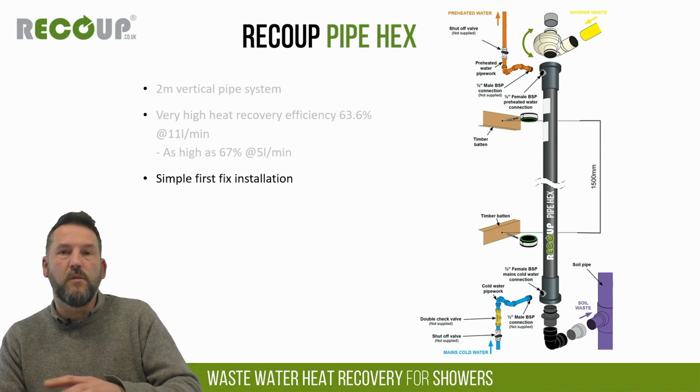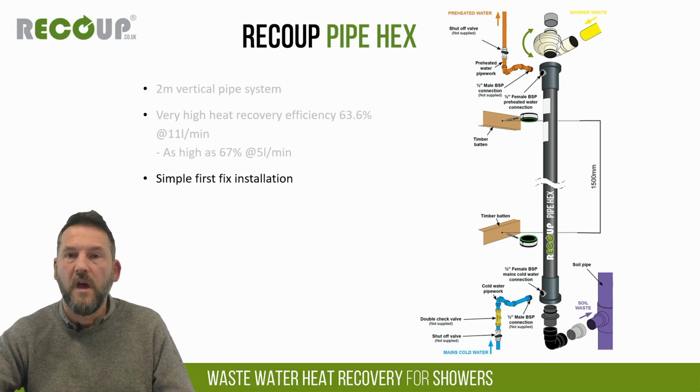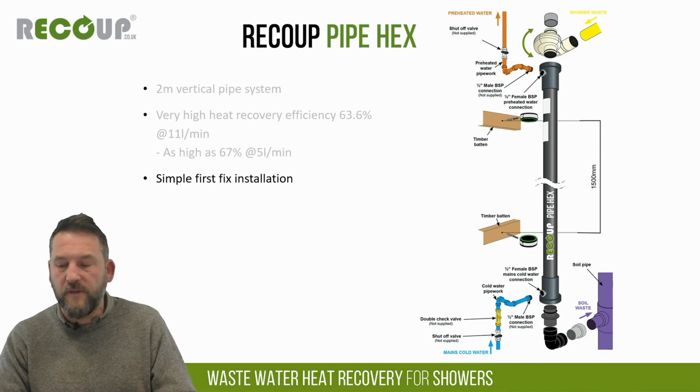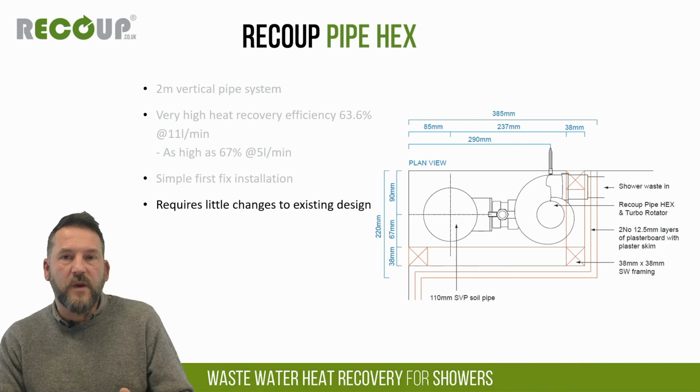So in addition to what we would supply on this unit, and this is the same for all wastewater heat recovery products, all that you need as an installer or as a specifier is an isolation valve at the bottom and best practice at the top, and a double check valve for water regulation compliance. So it really is very, very simple to install at first fix, and certainly it's ideal for house building. It requires very little changes to existing designs.